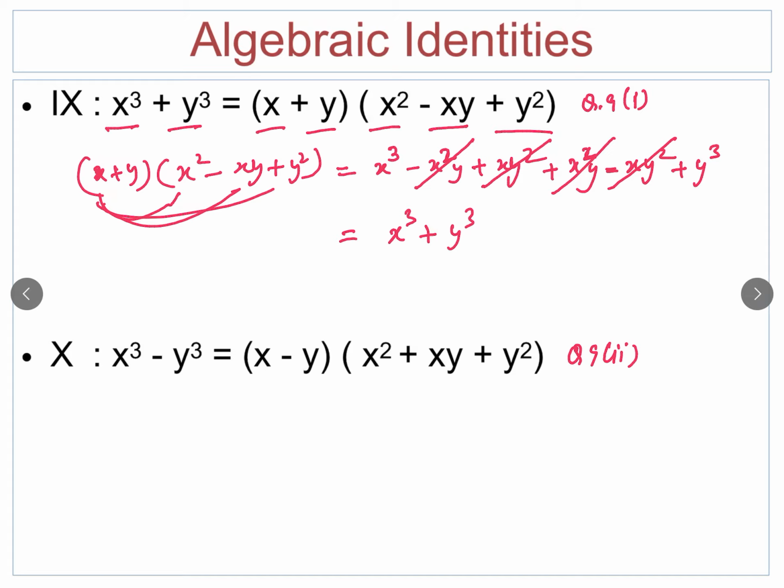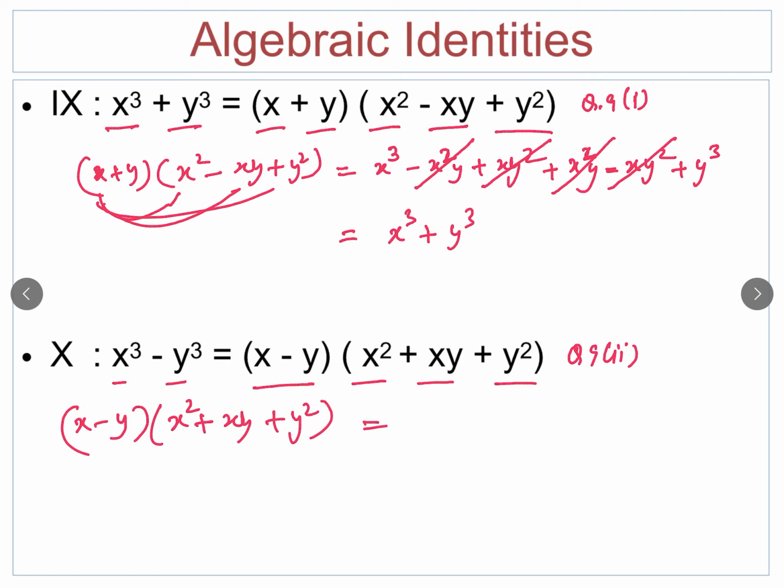Then we have now the similarly 10th identity. We have x cube minus y cube is equal to x minus y into x square plus xy plus y square. Okay, now we can also prove this by x minus y, now we have x square plus xy plus y square.